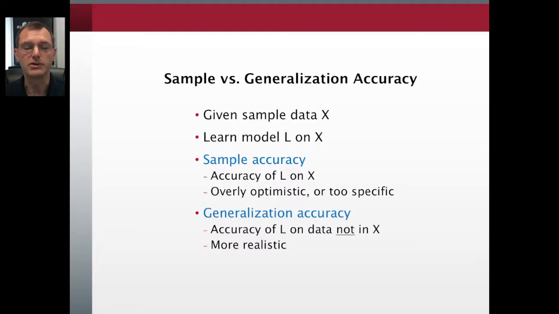So a better approach is to evaluate what's called generalization accuracy, and the basic idea is to test the learned model on data that's not in the training set, so that it hasn't seen the data that it's being tested on. And not only is that a more realistic setting as we deploy this model in the real world, but it will give us a more accurate measure of how accurate it will be in that real world setting.